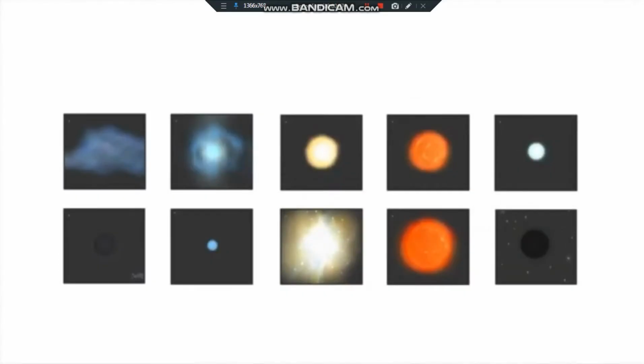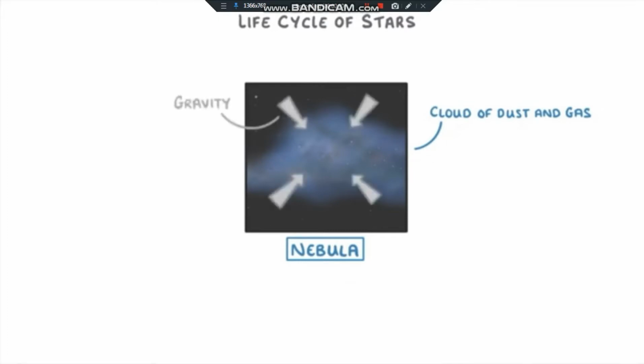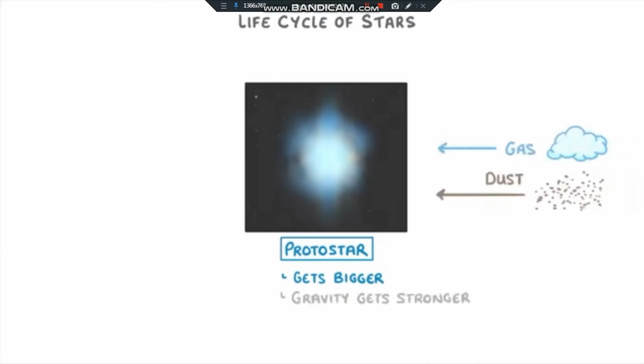In today's video, we're going to look at the life cycle of stars. It all starts with a big cloud of dust and gas, which we call a nebula. Over time, the attractive force of gravity pulls the dust and gas together to form a structure called a protostar. And as more and more particles collide and join the protostar, it gets bigger and bigger. And so its force of gravity gets even stronger, which allows it to attract ever more dust and gas.